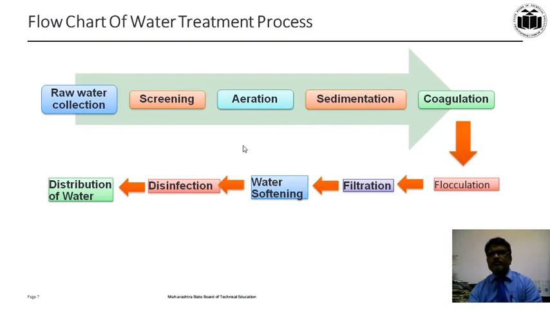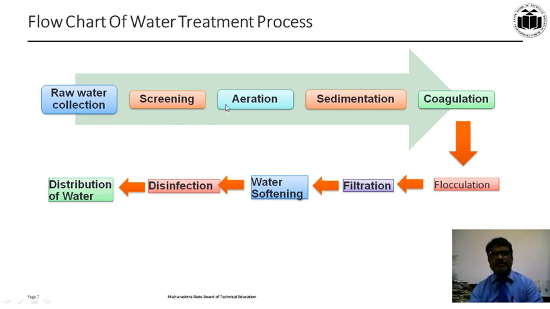Now we have to see how the water is treated. So this is the flow chart of the water treatment process. The first step of this flow chart is raw water collection, also called intake structures, from where we collect the raw water, and then the next process is screening.